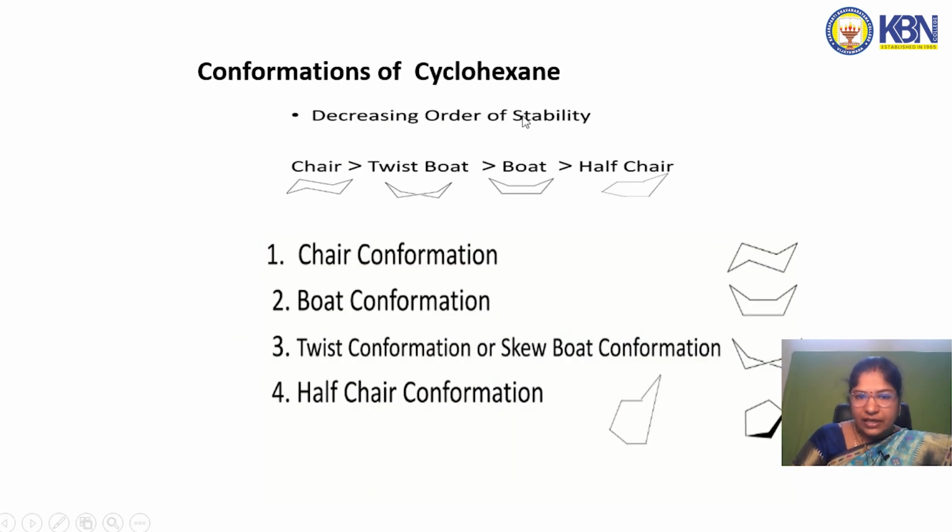Conformations of simple cyclohexane. Cyclohexane is an alicyclic compound and it can exist as four conformations, that is the chair conformation, boat conformation, twist boat conformation, and half chair conformation. The stability order of cyclohexane is: the chair form is more stable than the twist boat and half chair.